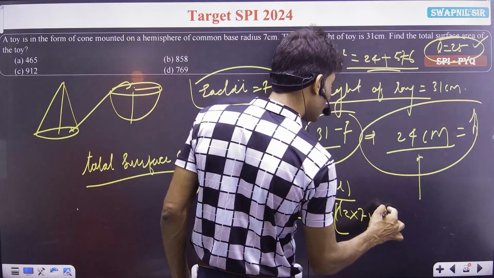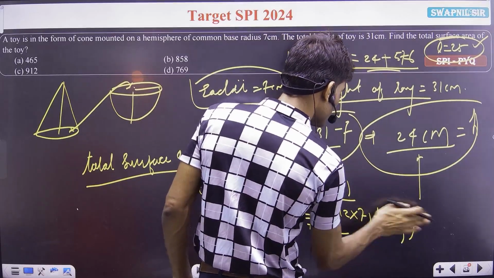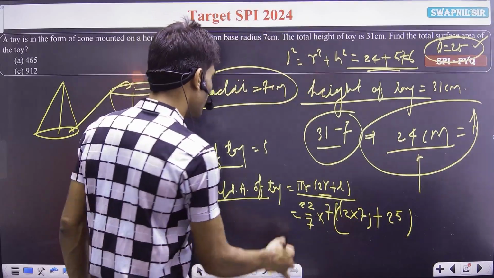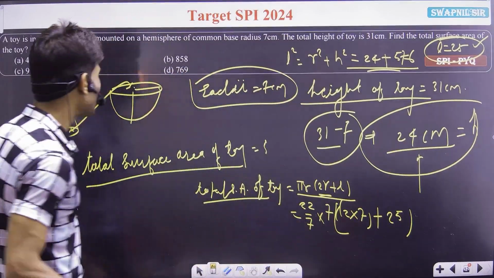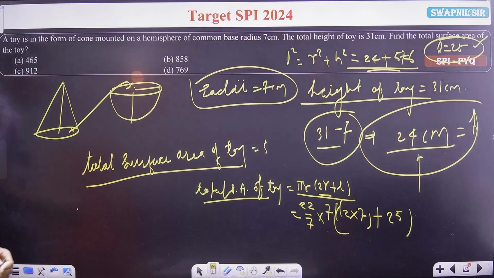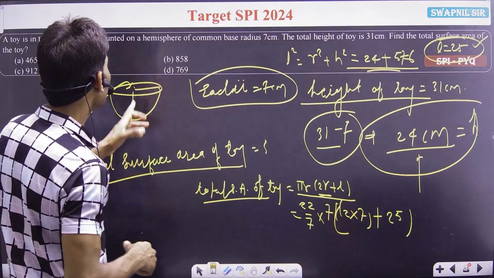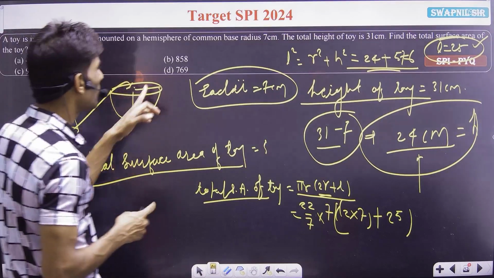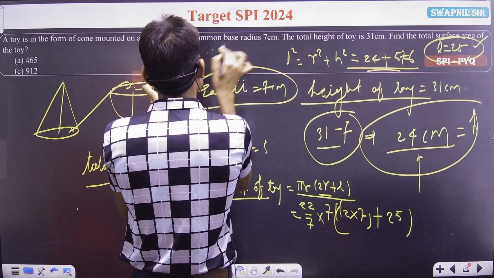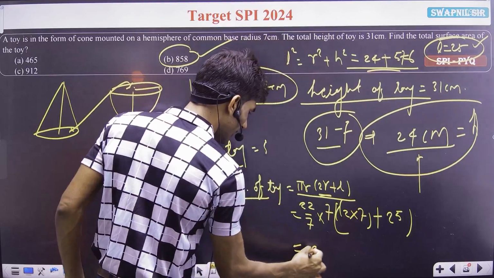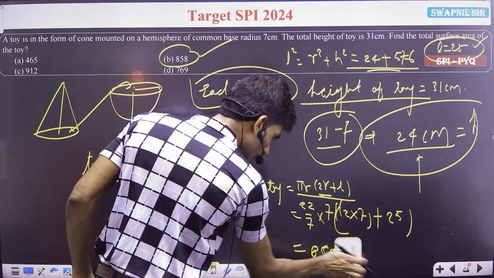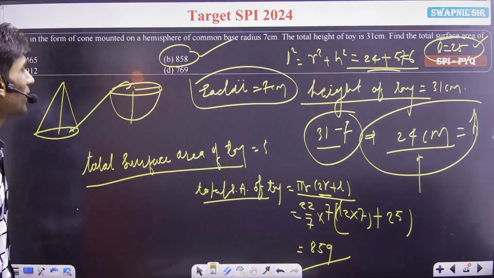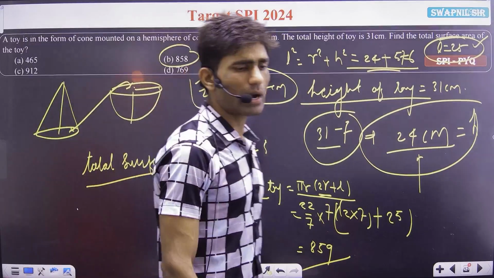Then put 25 here. This is our required calculation. Go for finding all the values, do all the calculation, and you will land on 858. You will get your required answer around 858 or 859. So we write 859. This is our total surface area for our toy here.